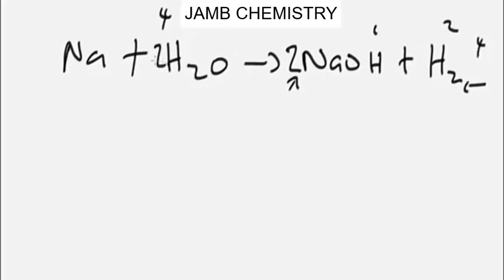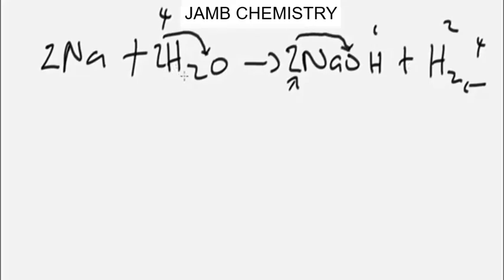Now let's balance sodium. We have 1 atom of sodium on the left and 2 atoms of sodium on the right, so we add 2 here. Sodium is now balanced. What of oxygen? We have 2 atoms of oxygen because this 2 here is affecting this oxygen here. So we have 2 atoms of oxygen on both sides, because this 2 also affects this oxygen here. So this equation is now well balanced.